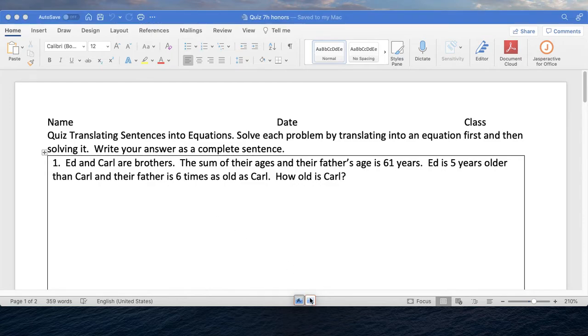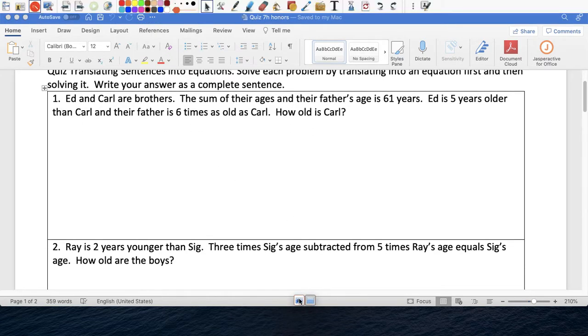Question 1. I think this is the one you're doing. Yeah, this is. Ed and Carl are brothers. The sum of their ages and their father's is 61.